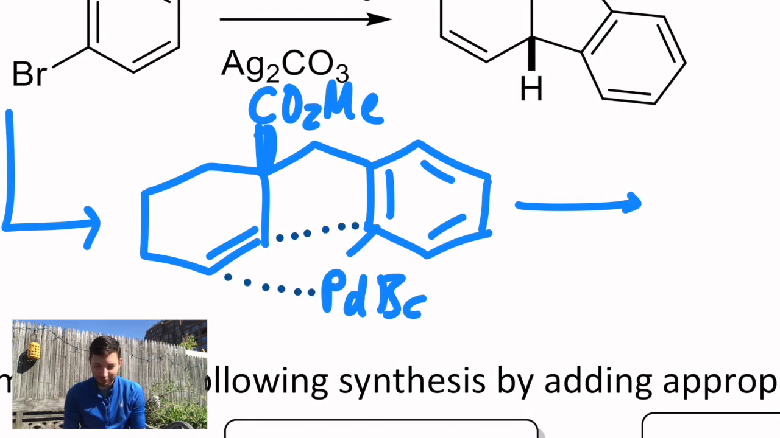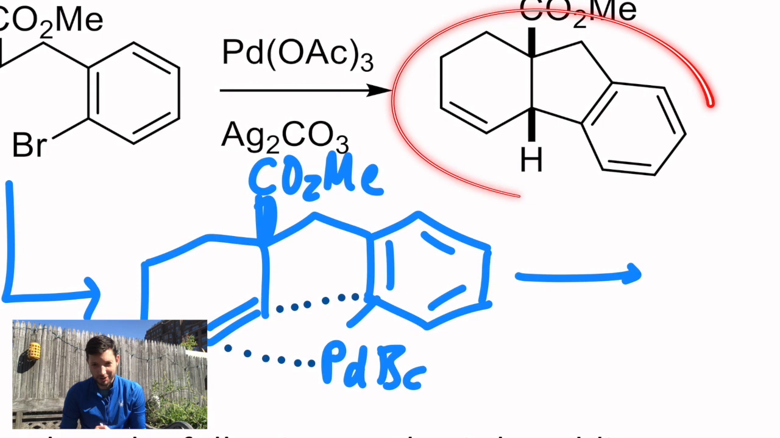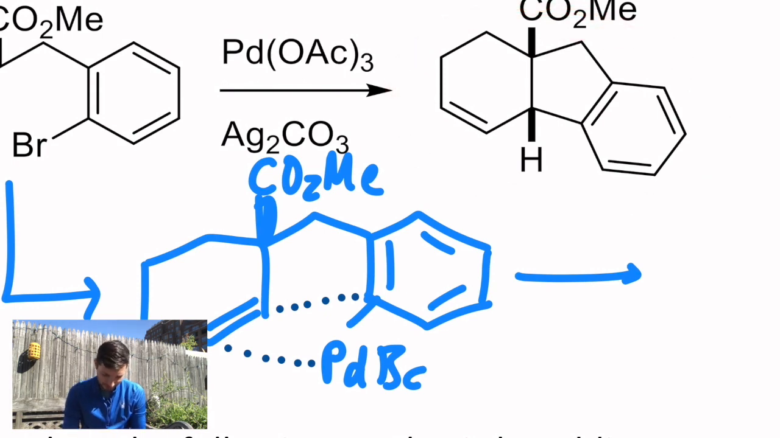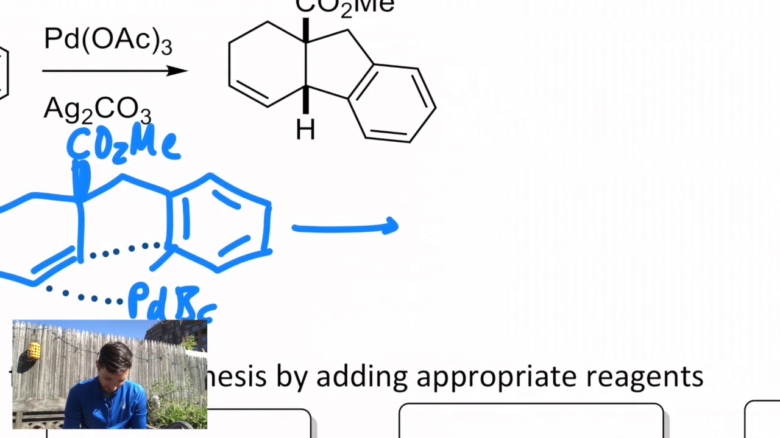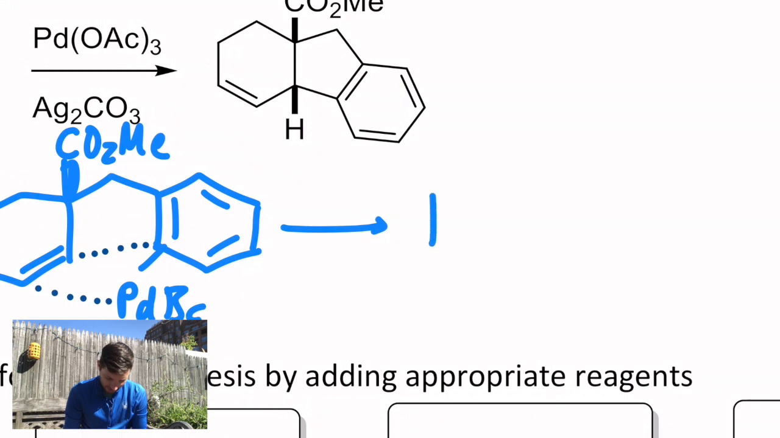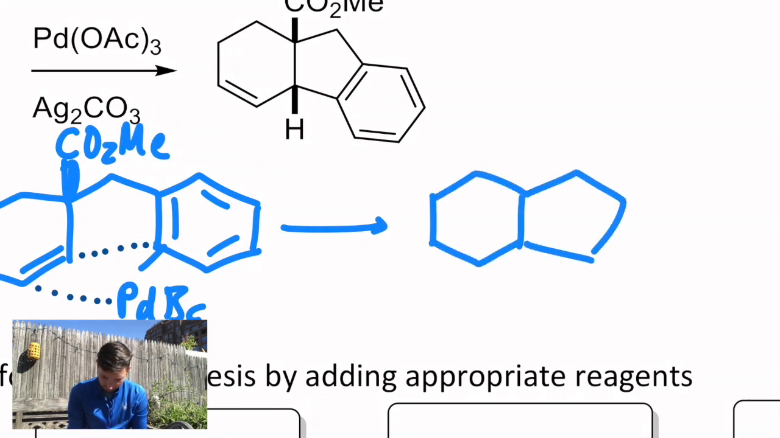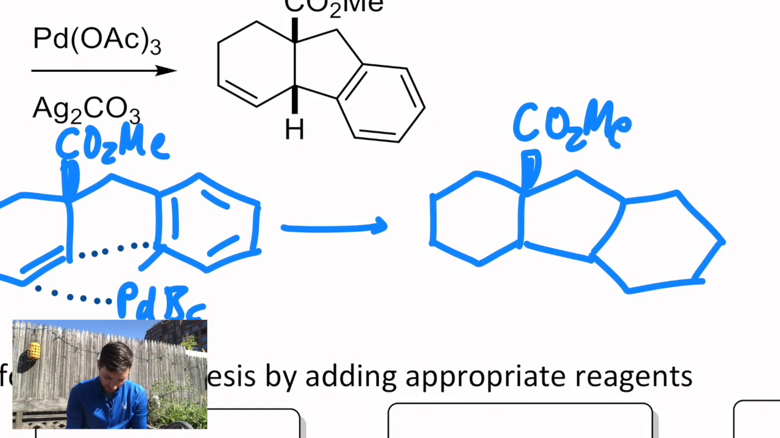Actually, I didn't need to rationalize it. I remembered they showed us the product, and we're just trying to explain what we get. And indeed, we get the 5-membered ring. So now I actually have a tricyclic species. Still have this ester. It's attached to an asymmetric carbon right there.